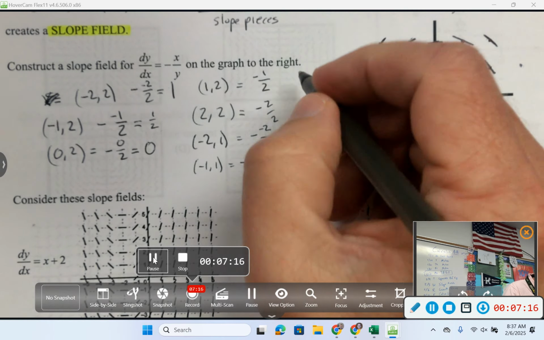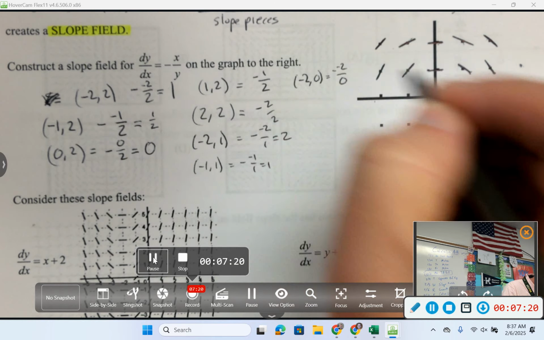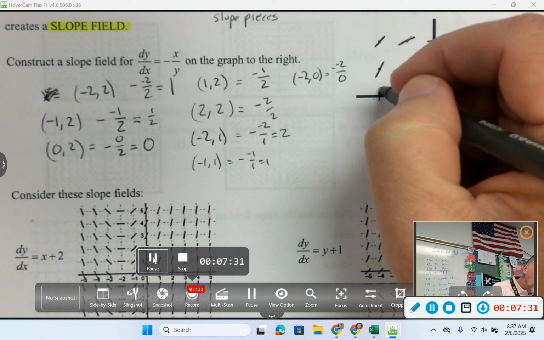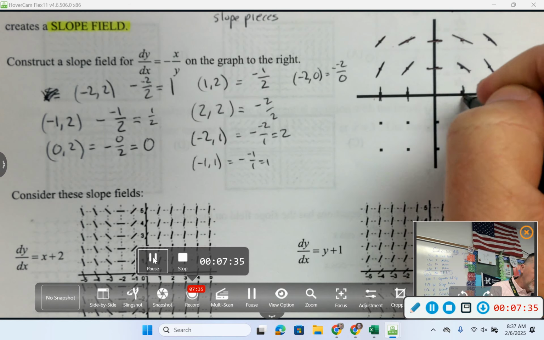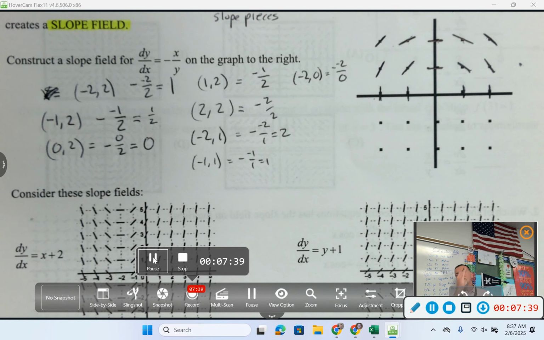What happens when we get to negative 2, 0? Undefined. But undefined doesn't mean like nothing's there. What does an undefined slope look like? A vertical line. In fact, that's an easy one, right? All of those have a 0 in the bottom, so all of those are up and down, vertical.